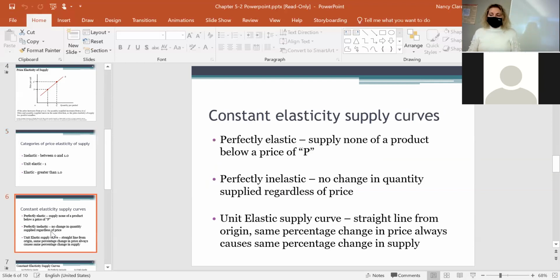So just like the demand curves that you saw, there are also constant elasticity supply curves. They look pretty similar in that a perfectly elastic supply curve, again, would be perfectly horizontal. What this would mean, a perfectly horizontal supply curve, is that suppliers would demand a certain price and actually would not accept a price a penny lower than that.